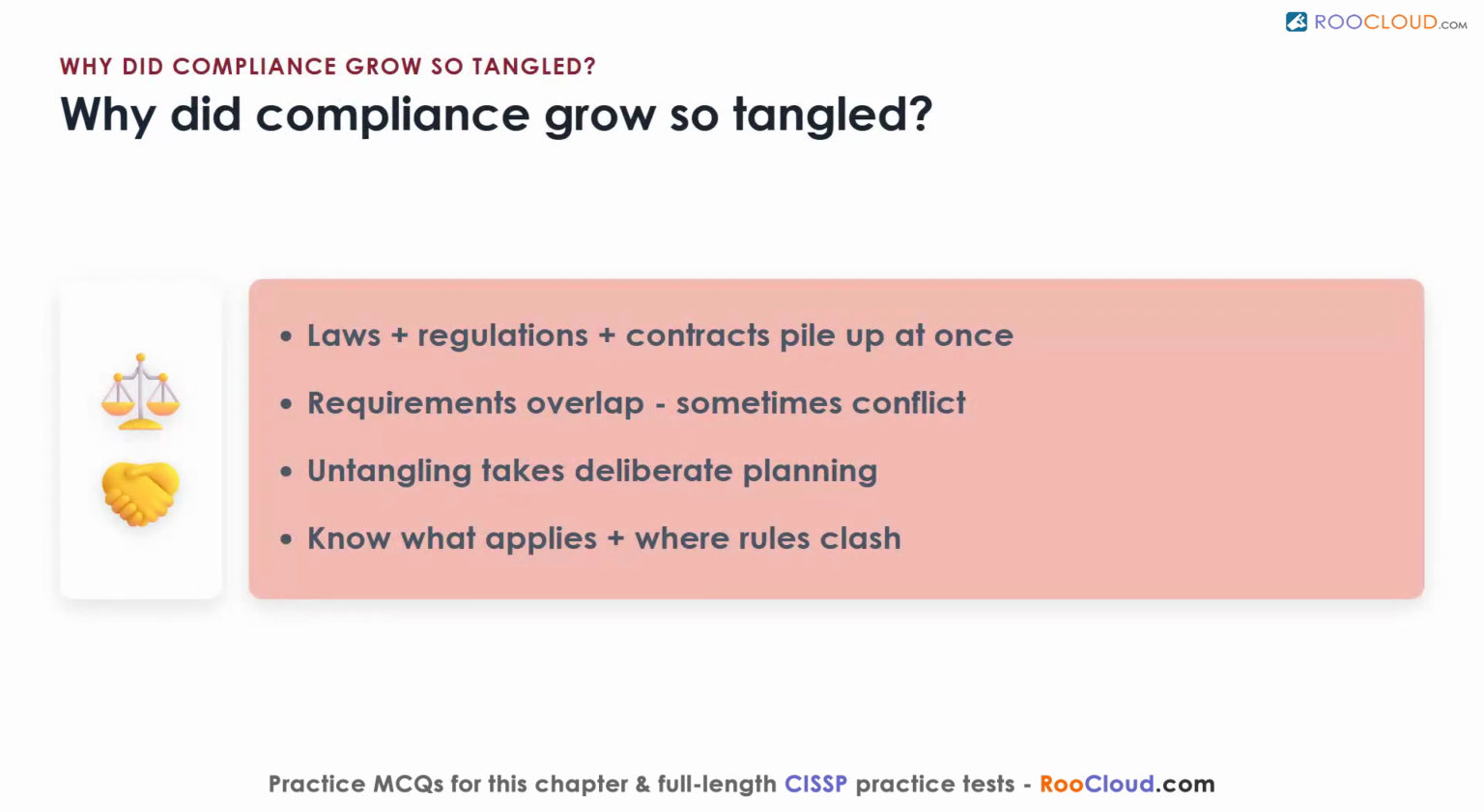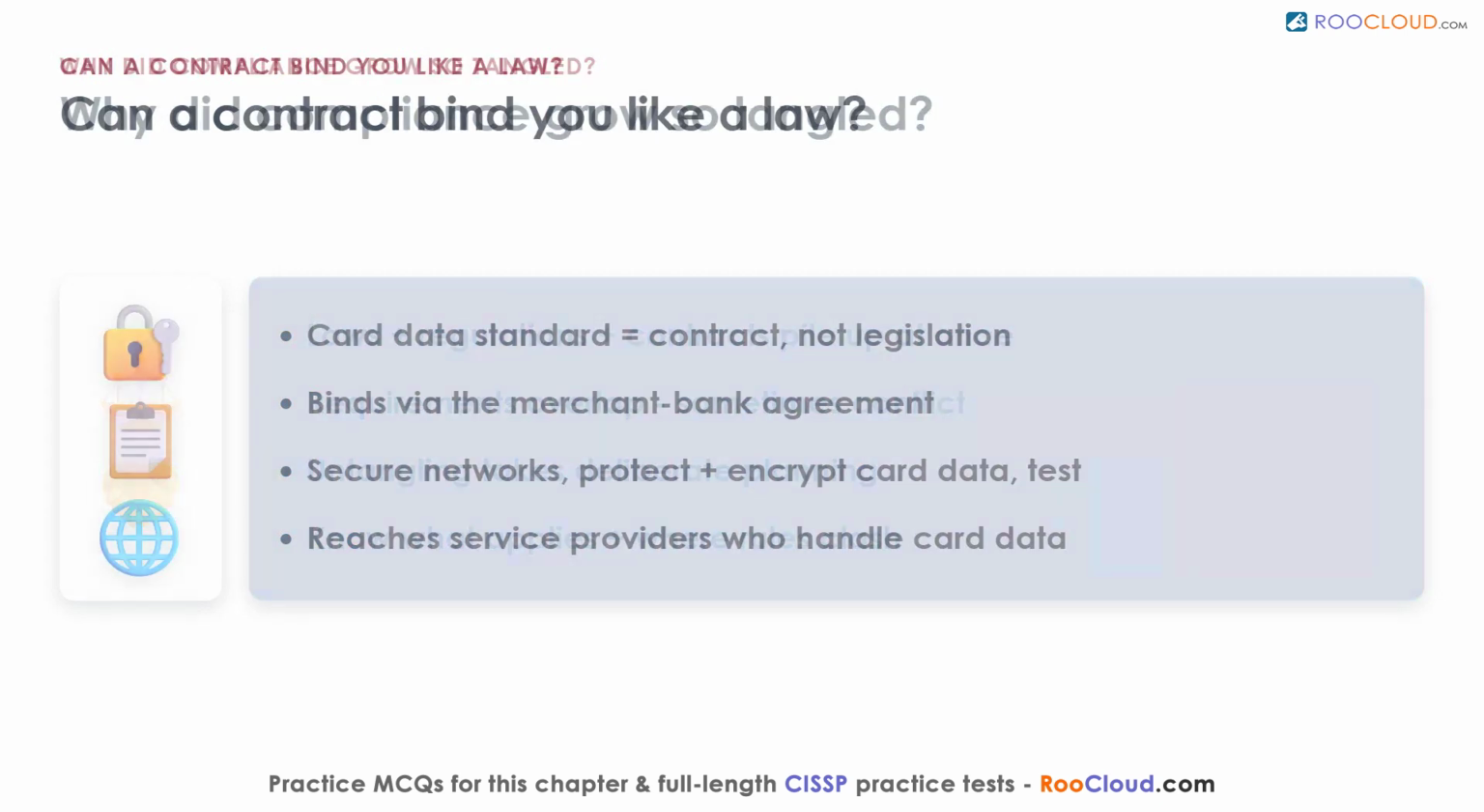Why has the compliance landscape grown so tangled? Because obligations now pile up from many directions at once. An organisation can face laws, agency regulations, and contractual commitments all at the same time, and those requirements often overlap or even conflict. Untangling them takes deliberate planning, not guesswork. You have to know which rules apply, where they clash, and how to satisfy them without tripping over one another. Think of standing at the intersection of several rulebooks, each written by a different author, none of them talking to the others.